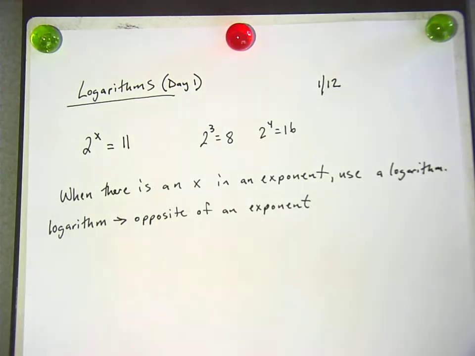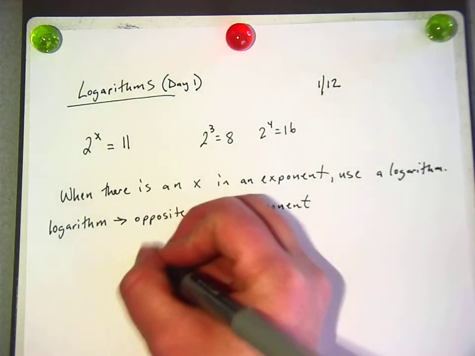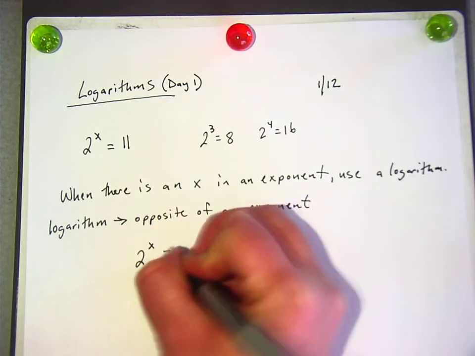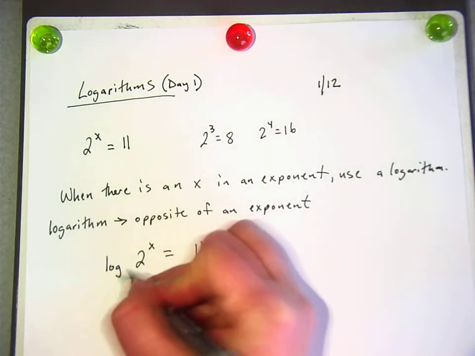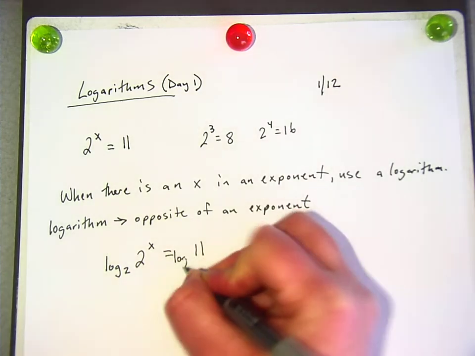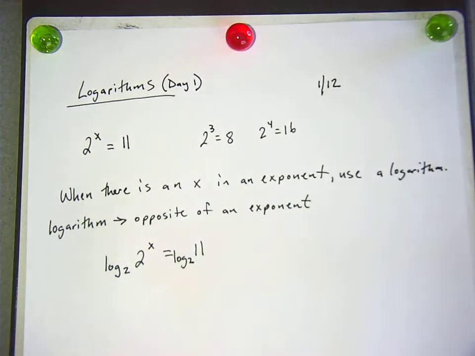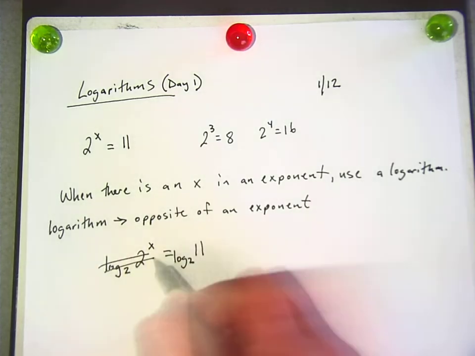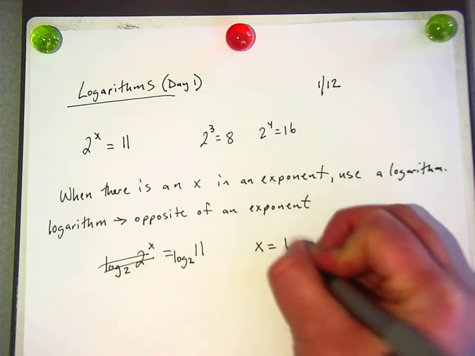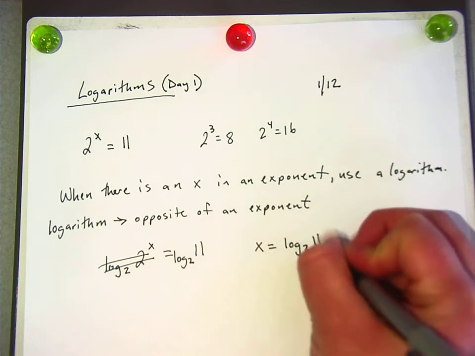So if you're trying to get something out of an exponent, you use a logarithm, like this. So 2 to the x equals 11. Write it so that you have a little bit of space. Now I'm going to put a log base 2 on both sides. Why do you think I chose a log base 2? Because 2 is the base over here. And then we're left with x equals log base 2 of 11.